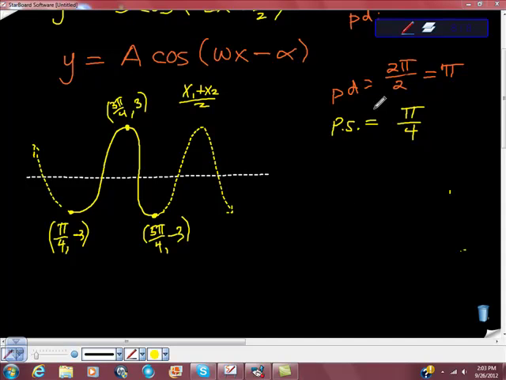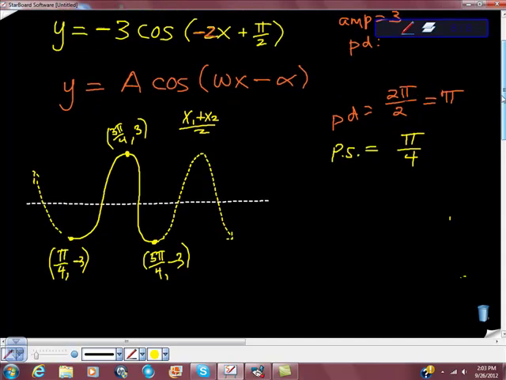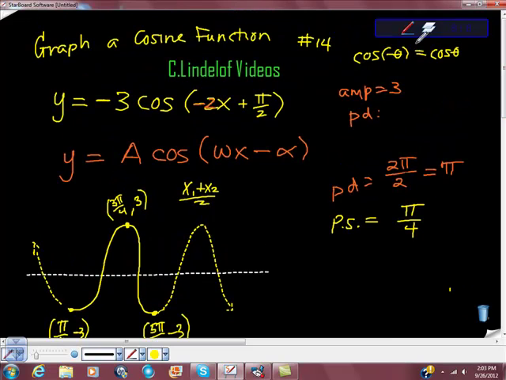So we did the phase shift the first way, right? We found the phase shift and the period, and we just started here and then added the period to it, and we got an interval. Another way to do that, which is usually quicker, is to take this.